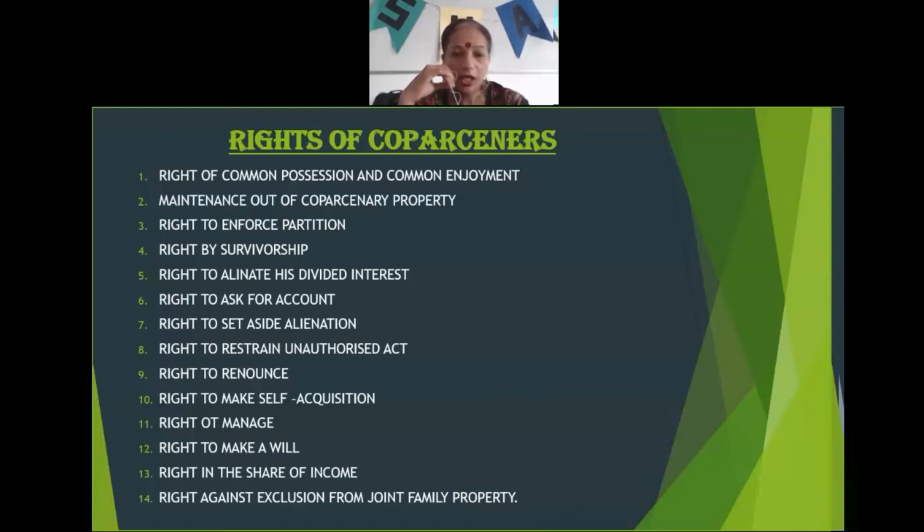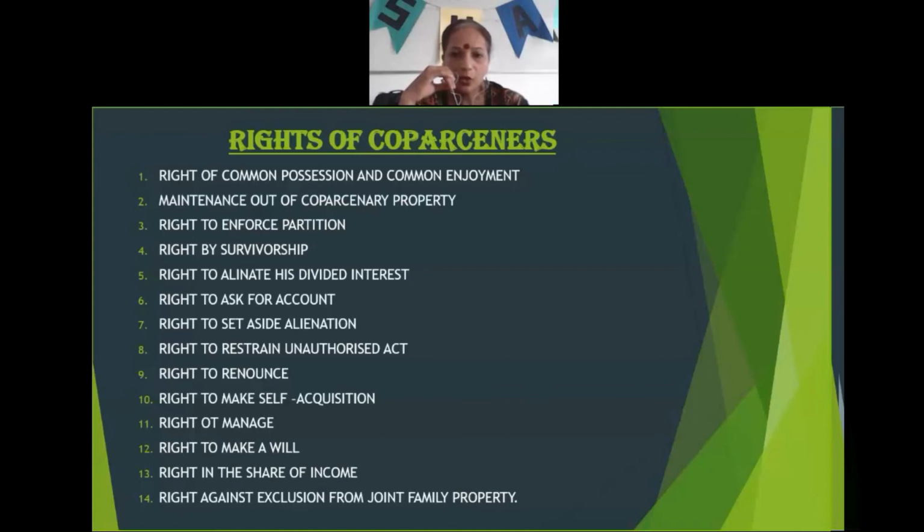Now next is the right to manage. A right to manage means what? A right to manage the family affairs, a right to ask for the account, a right to manage the expenses. Whenever a coparcener exercises a right to restrain an unauthorized act of the other coparceners or other members of the family, then indirectly they exercise the right to manage.